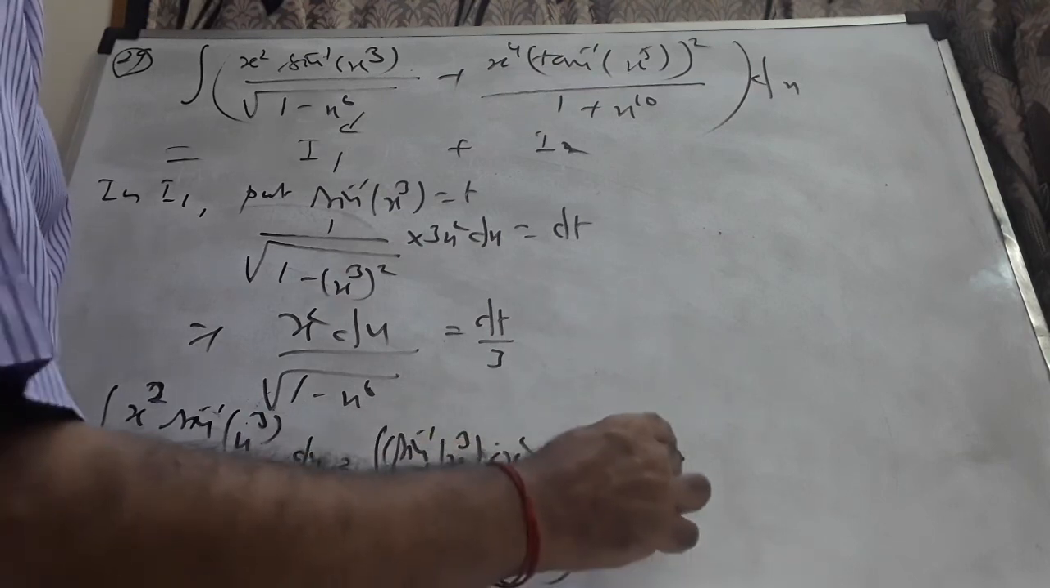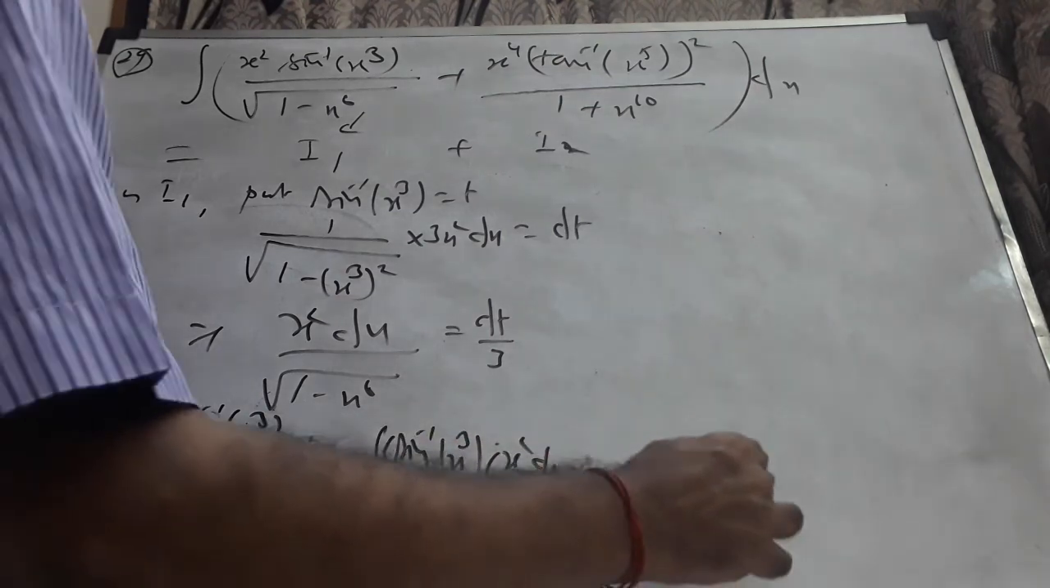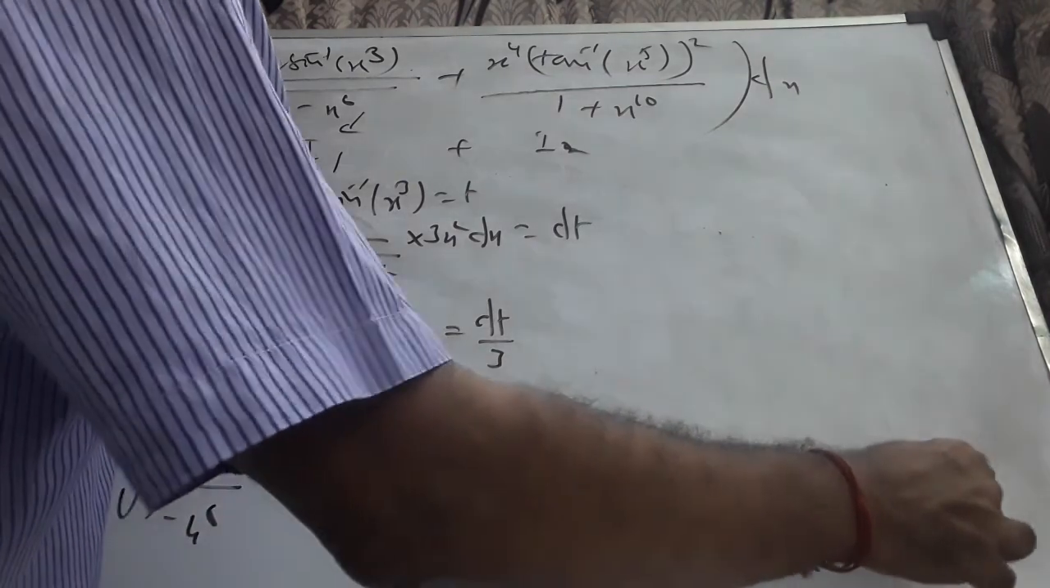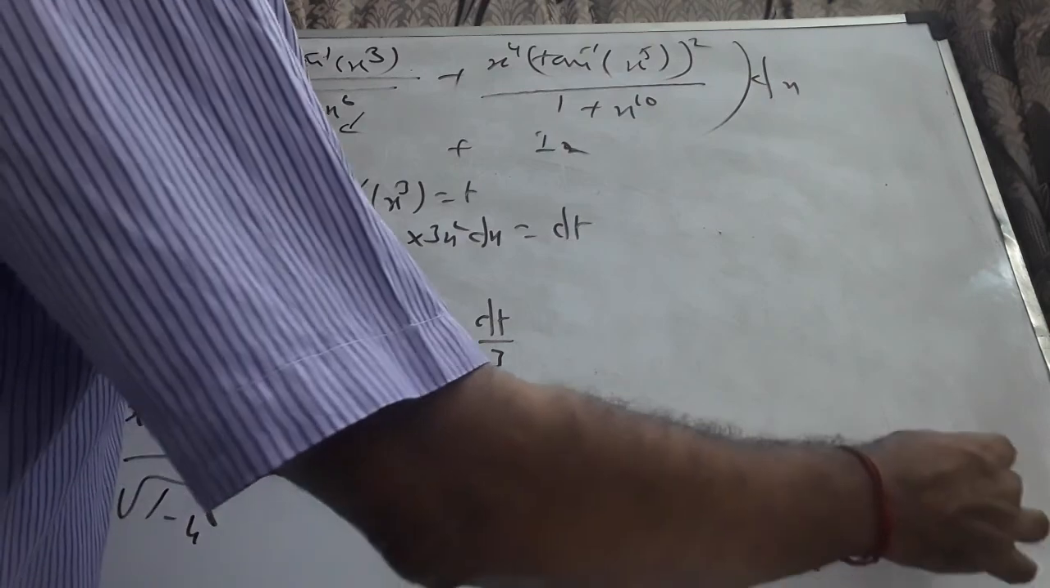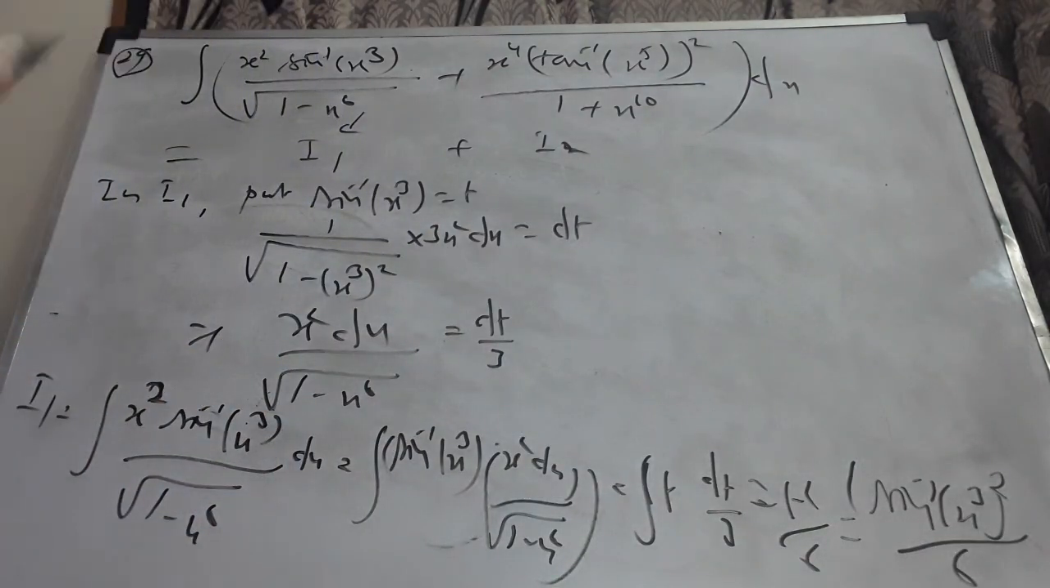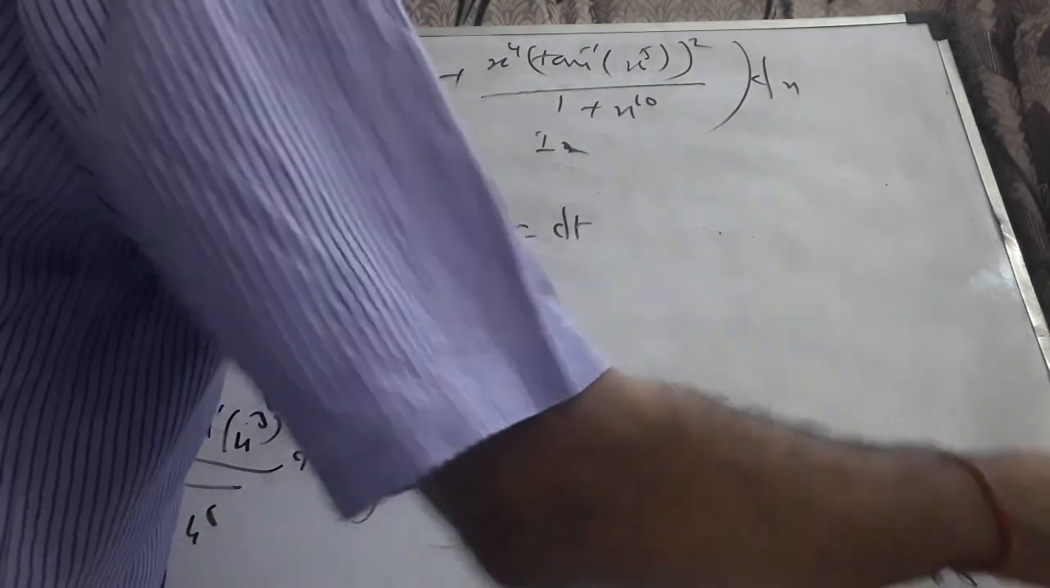I can write it as t dt by 3, which is t square by 6, which is sine inverse x cube whole square divided by 6. I will write plus c for both of them together, or you can even write c1 here.